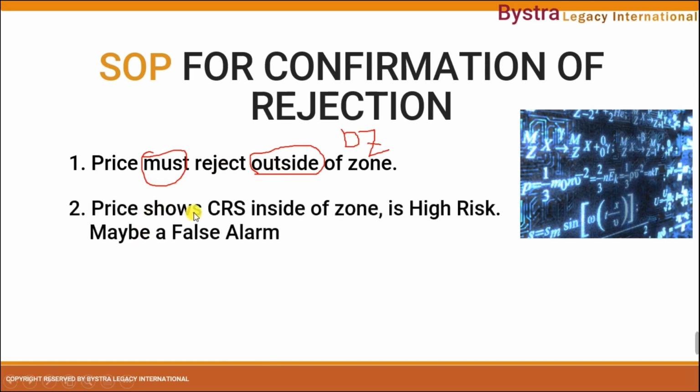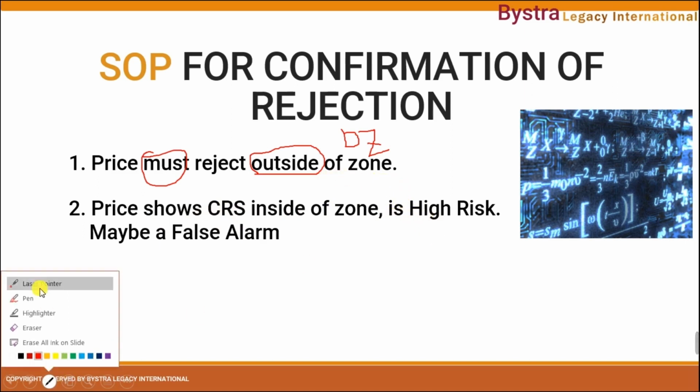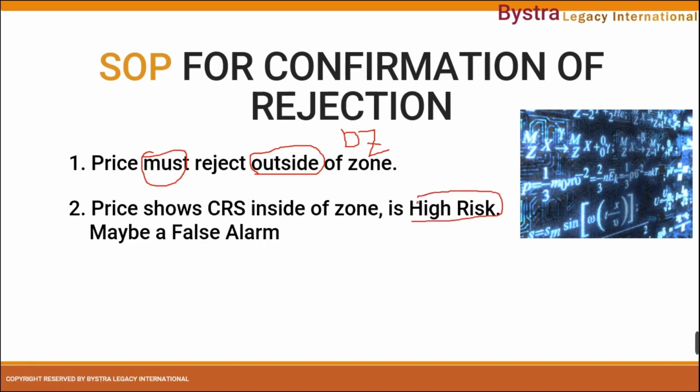Secondly, the price has to show a candle reversal signal outside of the zone; a signal inside the zone is considered high risk. Let me highlight this again. It is high risk when the CRS is inside of the zone. It could be a false alarm. So for example, when you have a danger zone, this is the one that we mark, and then price shows a bearish engulfing inside the zone, as price comes up to the danger zone, engulfing inside the zone, this is very high risk.